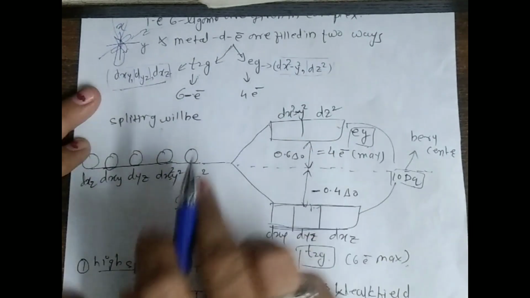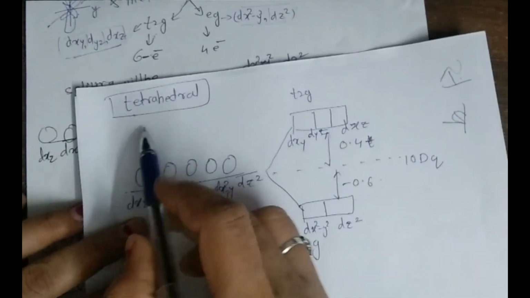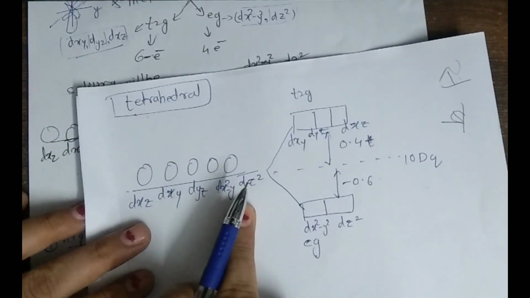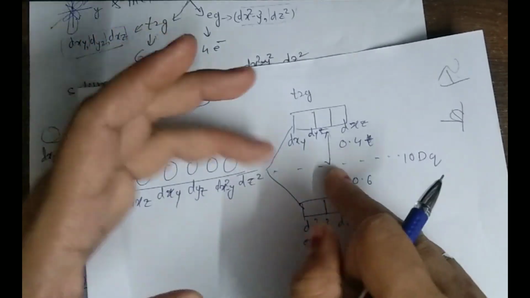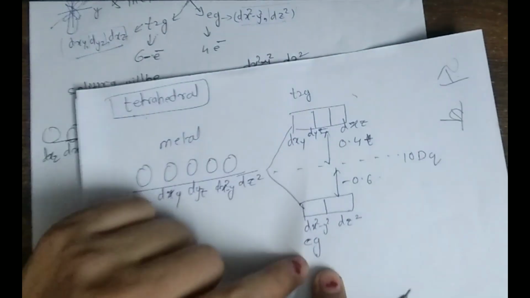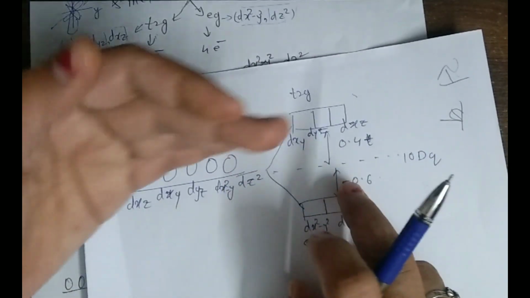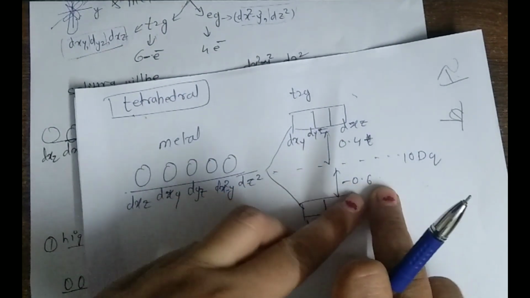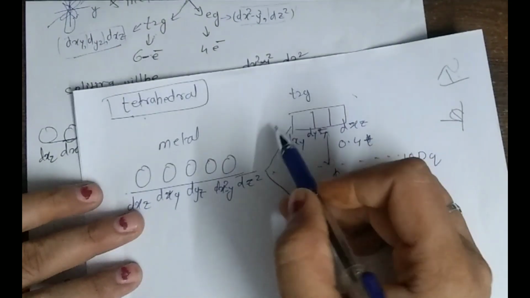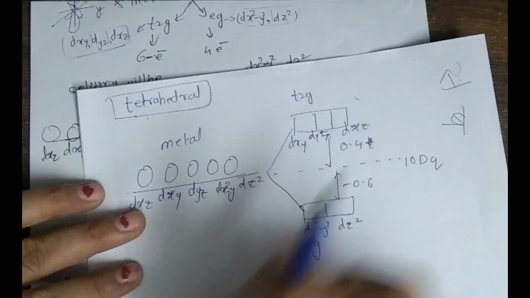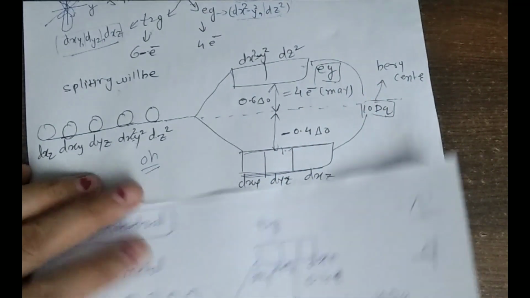If we talk about the tetrahedral case, the 5 d orbitals of the metal split like this: T2g will be above and Eg will be below. The difference from the barycenter is minus 0.6 below and 0.4 above. In the tetrahedral case the splitting is the opposite of the octahedral splitting. You can see this. So this is the splitting of tetrahedral complexes.